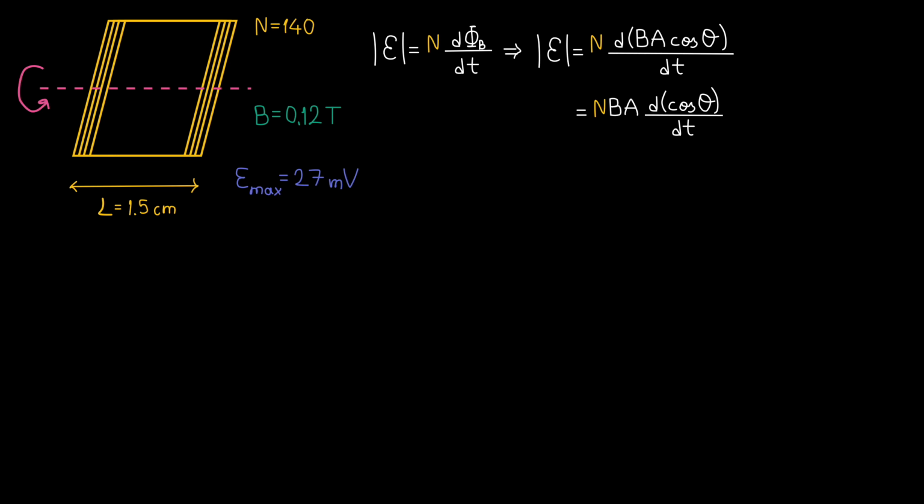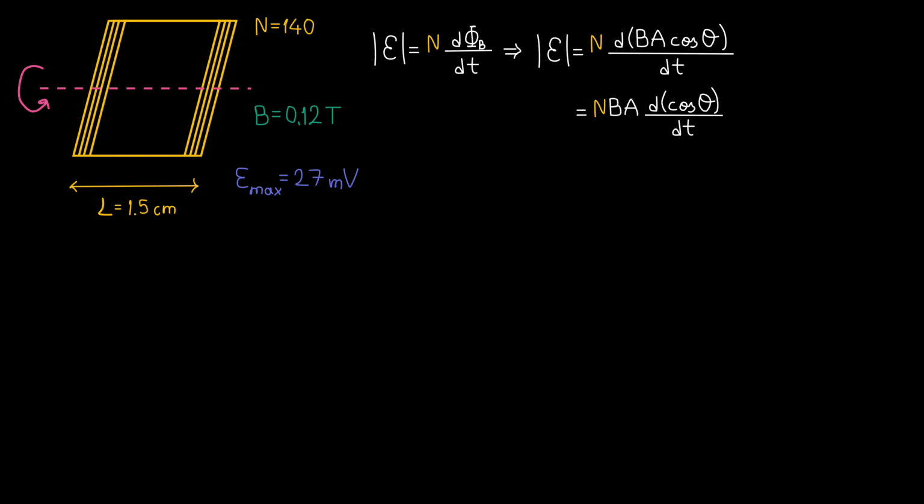The magnitude of the induced EMF is equal to N times dΦ/dt, N being the number of turns, and dΦ/dt is the time rate of change of the magnetic flux. Now, what is the formula for magnetic flux? It's B times A times cosine theta. B is the magnetic field magnitude, A is the loop area, and theta is the angle between the magnetic field vector and the area vector for the coil.